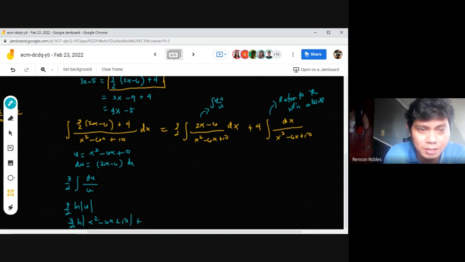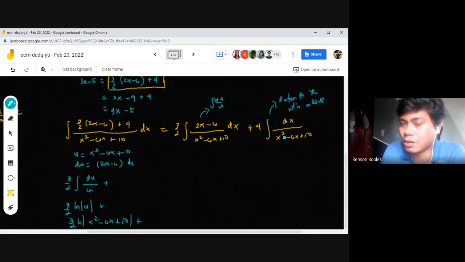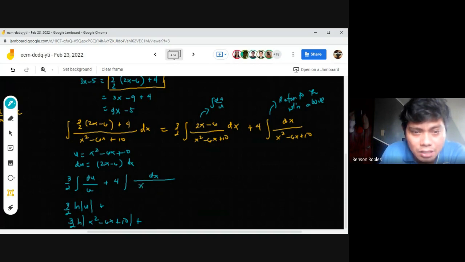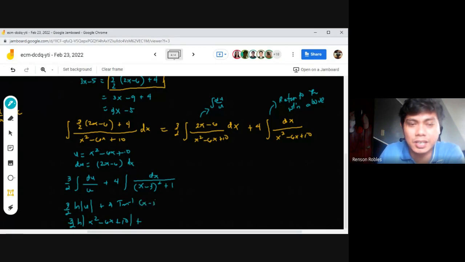Plus, it is not finished yet, for this one you complete the square. Plus 4 integral of, and when you complete the square, you can refer to the solution above. That is x minus 3 squared plus 1. Then 4, what is this? Arctangent of x minus 3, then plus c, and you're done. Plus 4 arctangent of x minus 3 plus c, and that's the final answer.